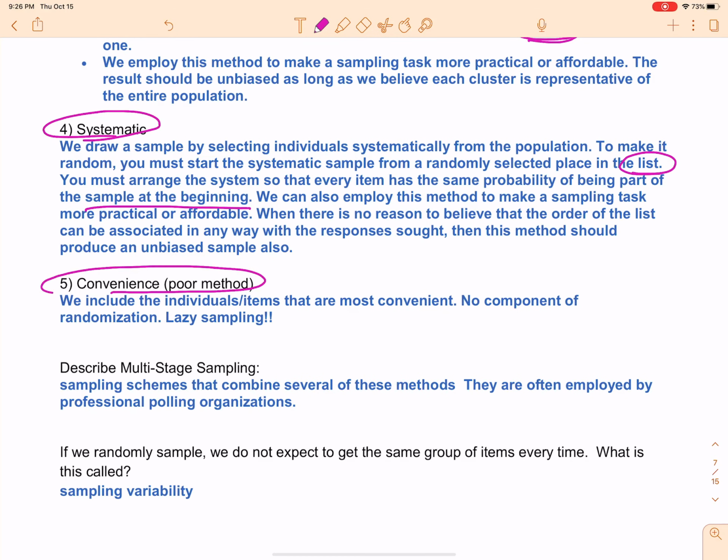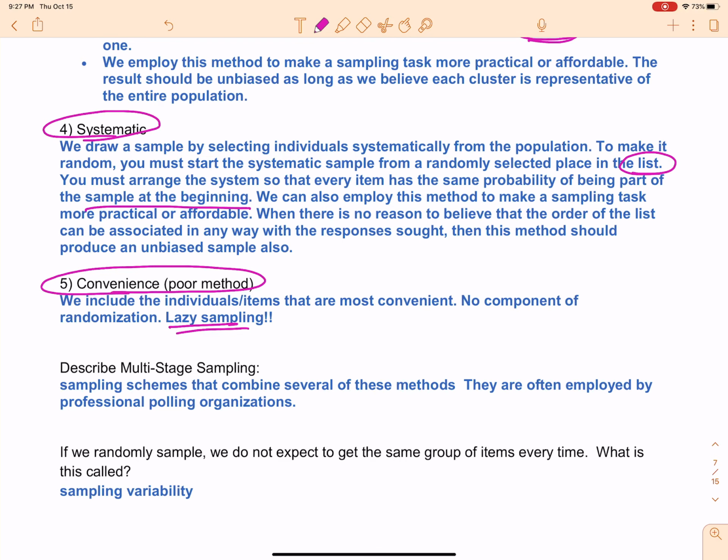Our convenience sample is the poor method. The example I used in my bias video was what it would look like if I took a sample of students and just looked at my 7th period. Well, my 7th period, while it may be easy to survey those kids because I'm with them every B day, or any of my students, it would be easy to sample from you guys, but it's not going to be necessarily representative of the whole school. So that would be an example of lazy sampling.